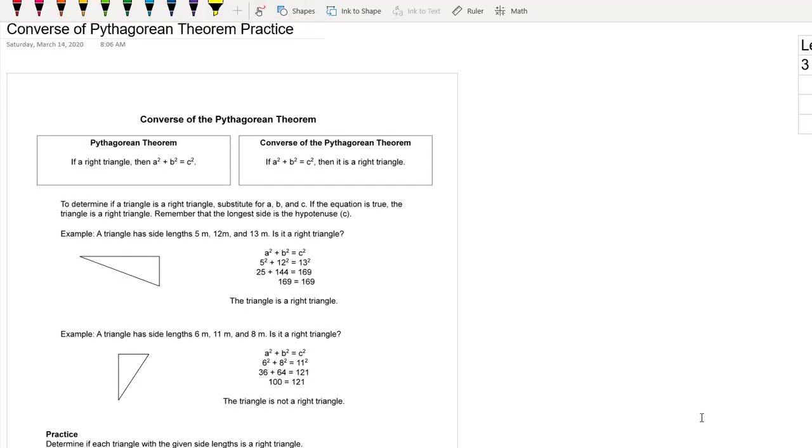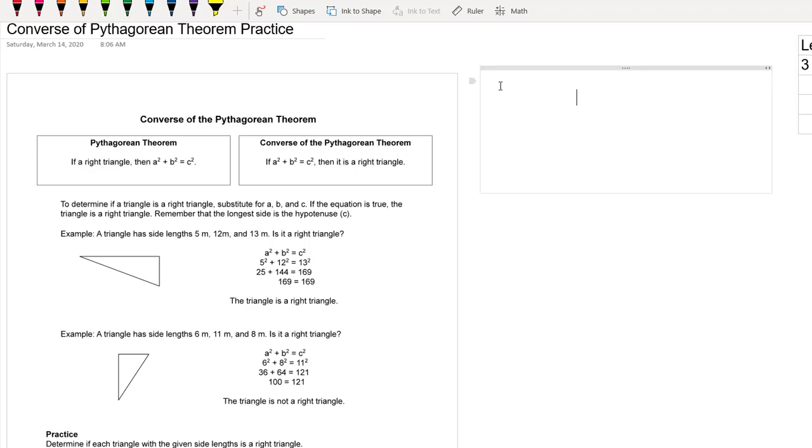So we're going to look here today at the converse of the Pythagorean Theorem, which is one of your standards in 8th grade math. What this is asking is, instead of finding a missing length of a right triangle, it's asking you, with these three side lengths, is this triangle a right triangle? So we use the Pythagorean Theorem to determine that.